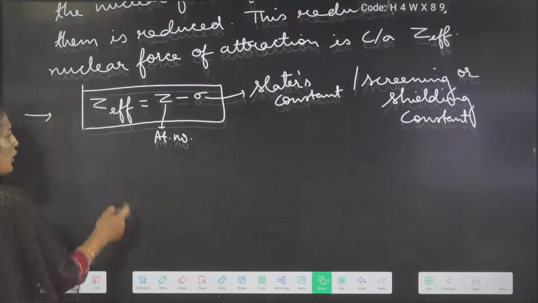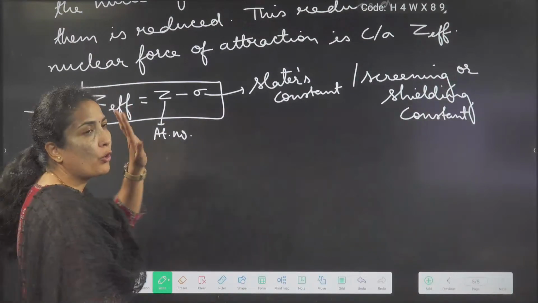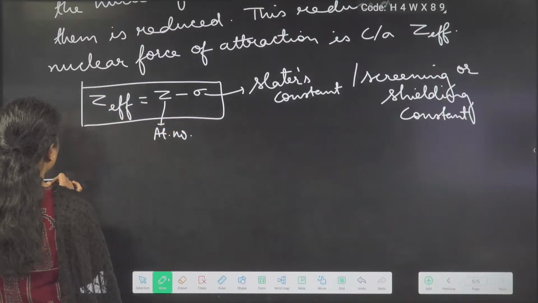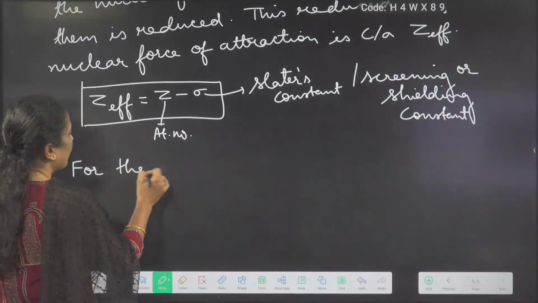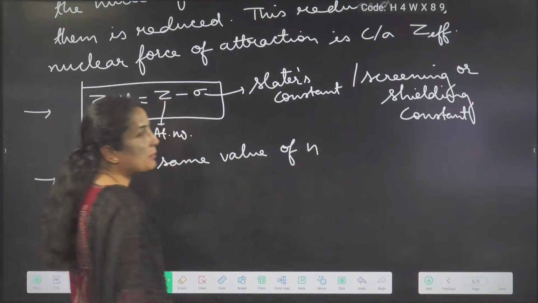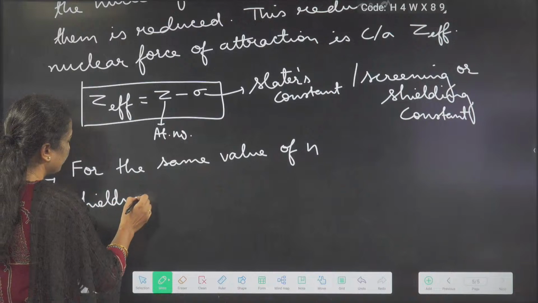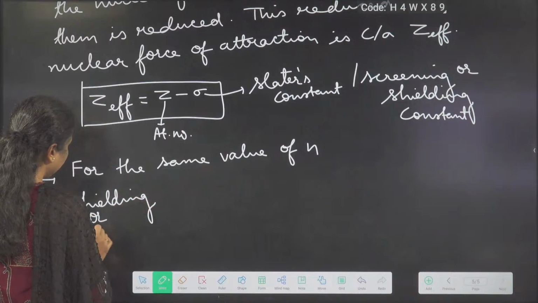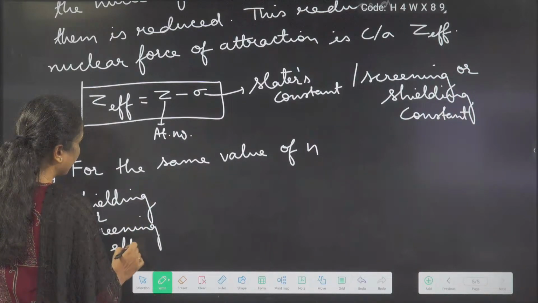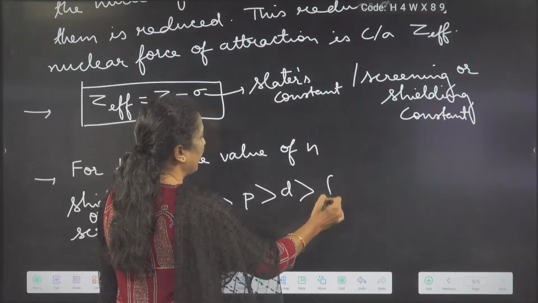Now, here we need not learn about how sigma will be calculated and all those things, right? Simply you remember the formula is Z effective equal to Z minus sigma, right? There is one more order which you need to remember. For the same value of n, when the principal quantum number is same, then the shielding or screening effect is seen for S maximum, then P, then D, and then F.